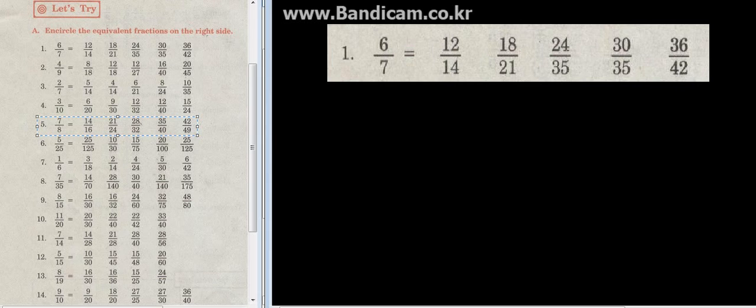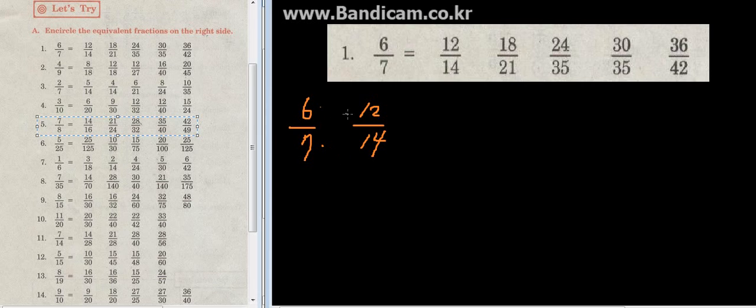From question number 1, the given fraction is 6/7 and we have to encircle the equivalent fractions on the right side. These 5 fractions. Then let's check one by one. The first given one is 12/14. We have to do exactly the same thing in both parts, numerator and denominator, to make the equivalent fraction.